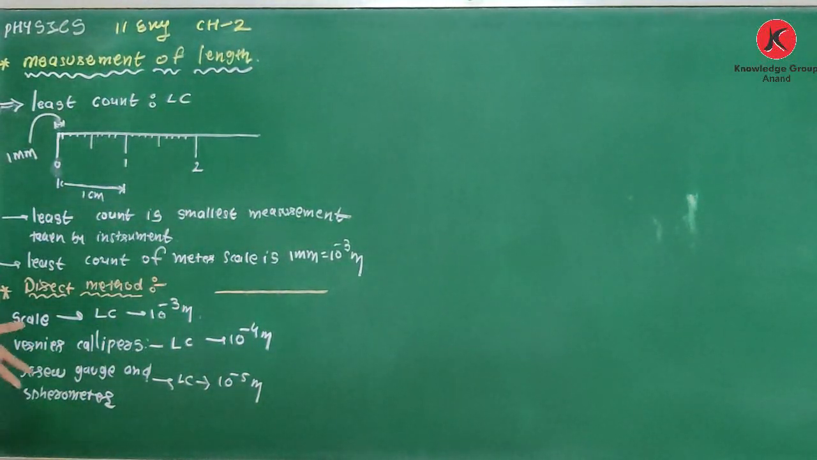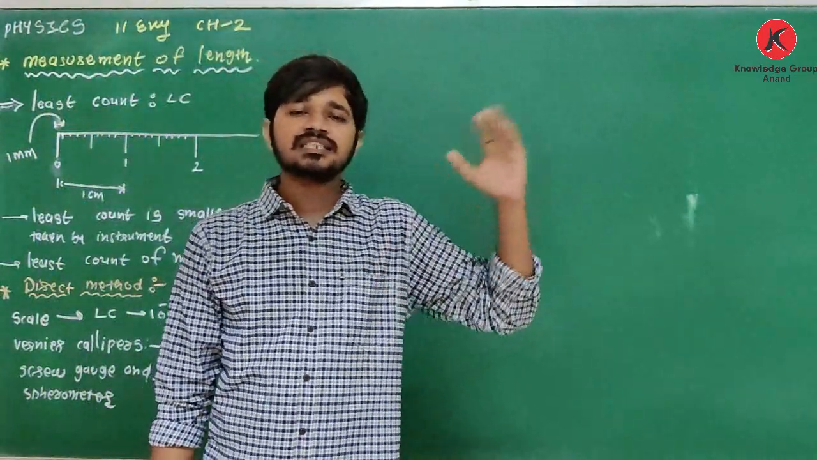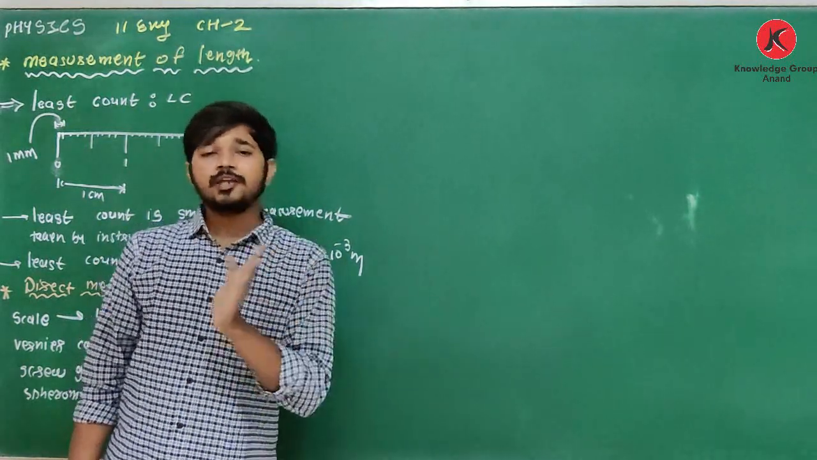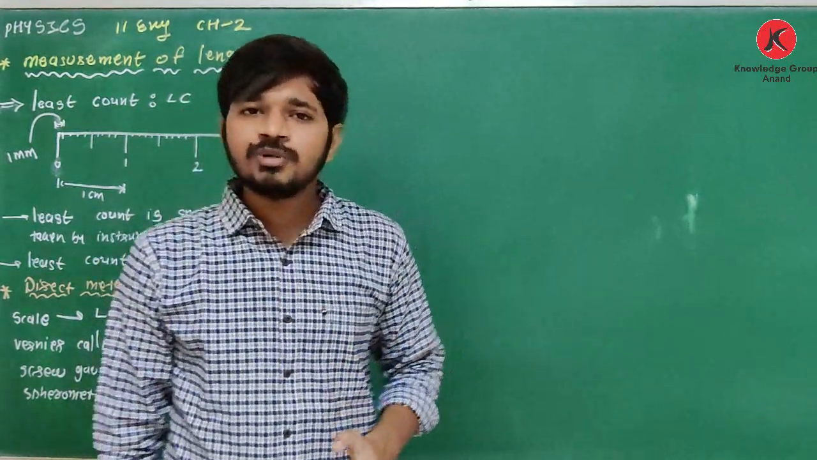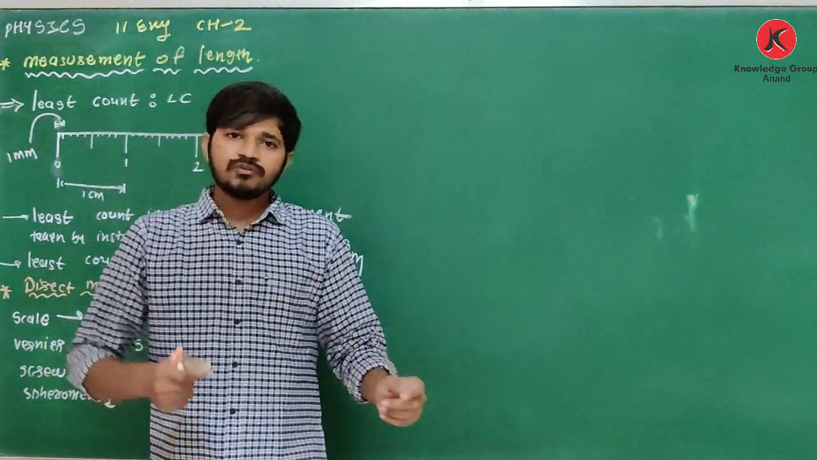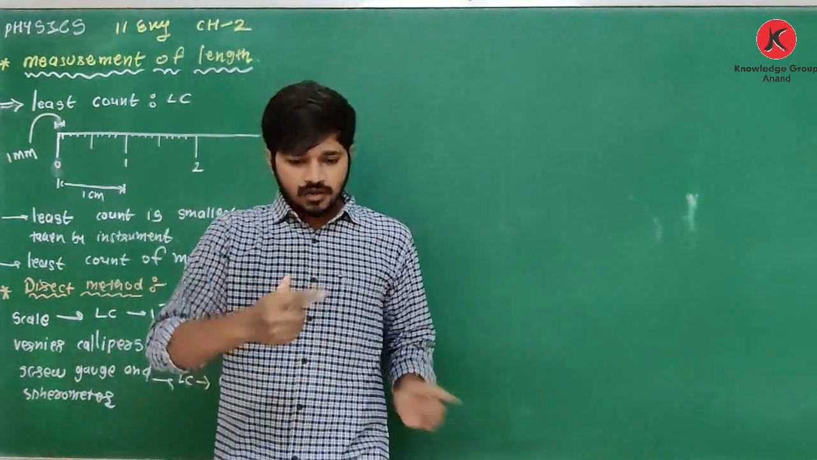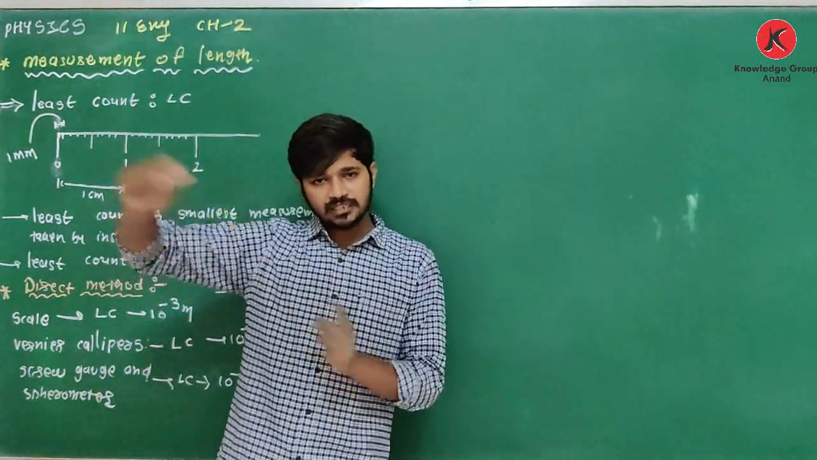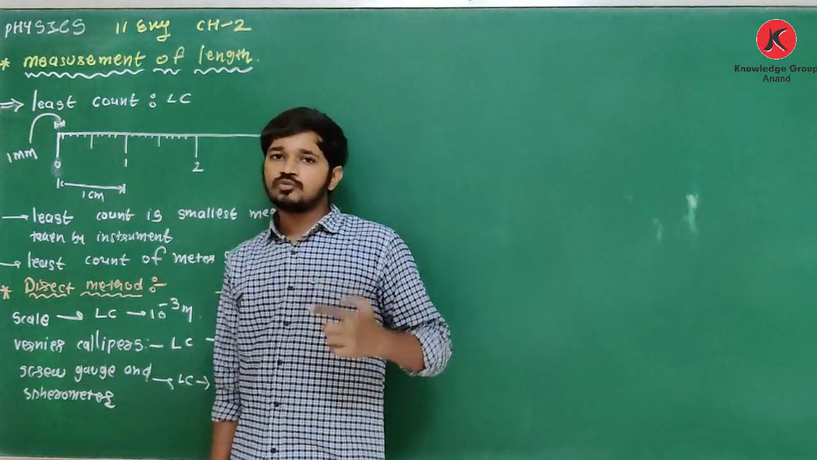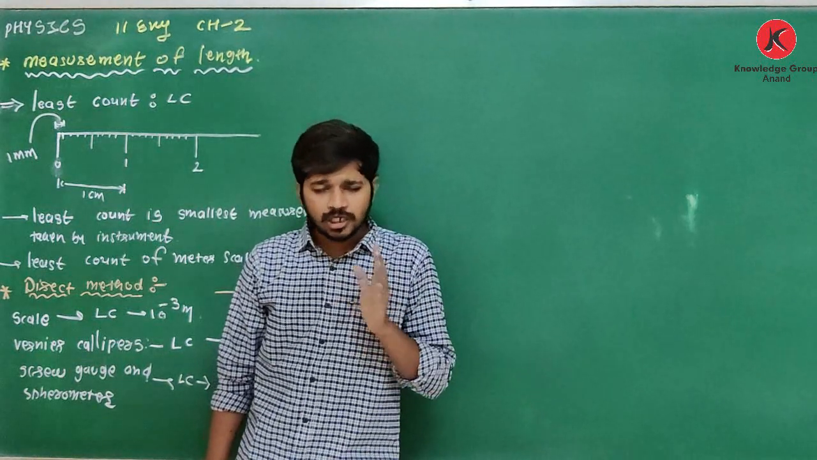But if I say I want to find the distance between Earth and Sun, or the distance between Earth and Moon, is it possible with the help of a scale? Take one scale and I am moving from Earth to Moon with the help of the scale. 1, then 2, then 3, then 4. Is it possible to measure the distance between Earth and Moon with the help of a scale? No, it is not possible.